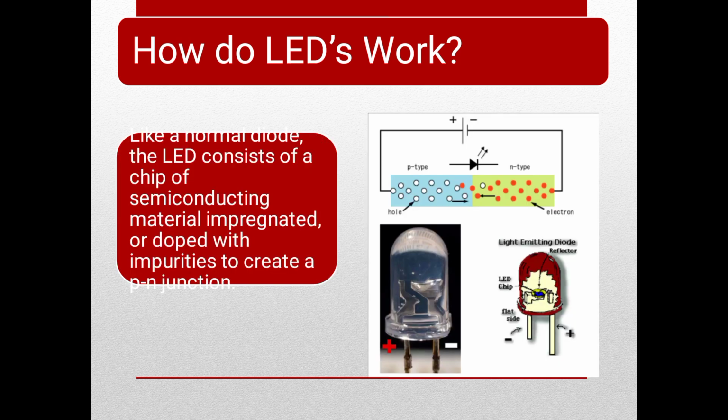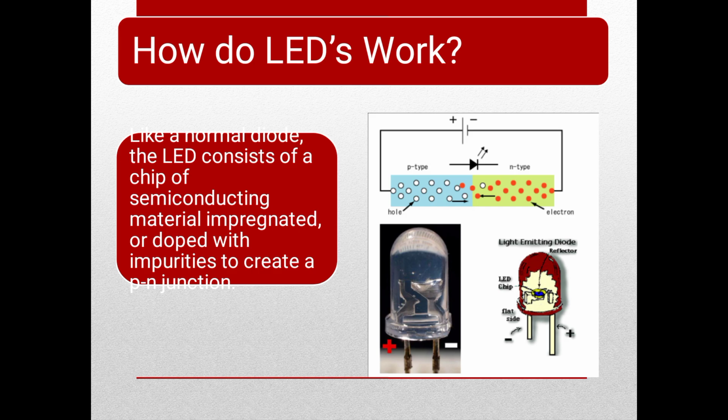How an LED works. As I said, an LED is a simple diode. When a diode is forward biased, the electrons and holes move faster and combine, and it produces heat energy. In an LED, instead of heat energy, it produces light energy when the electrons and holes recombine. This is the basic difference between a diode and an LED.